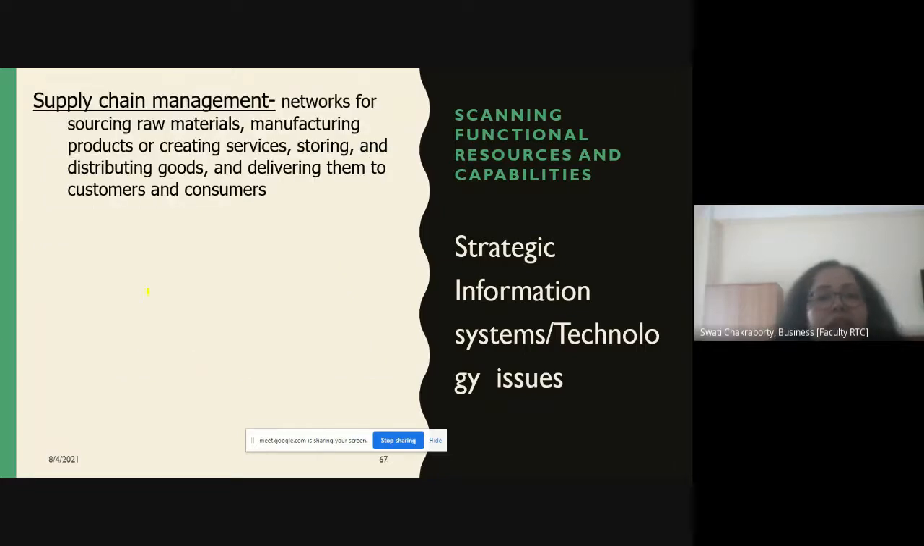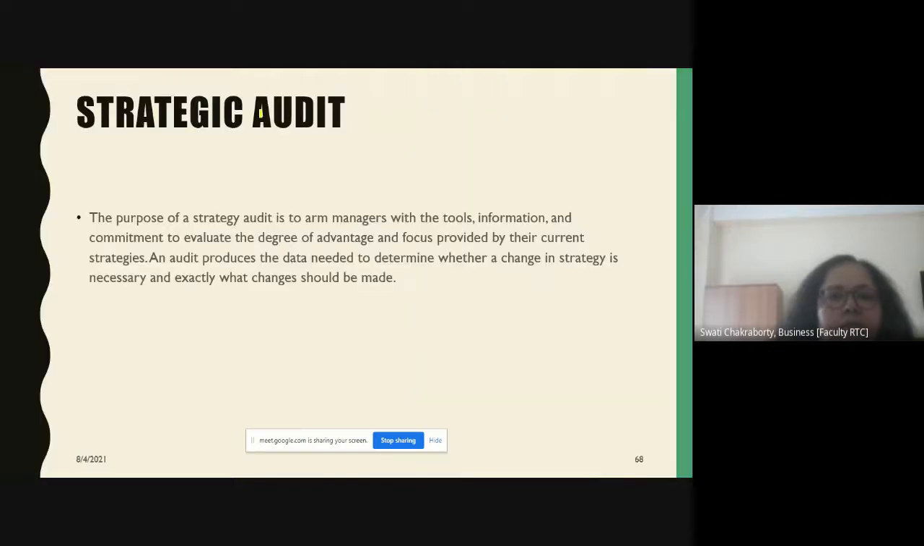So, supply chain management. When we talk of supply chain management, it's basically the network for sourcing raw materials, manufacturing products, or creating value, storing and distributing goods, and delivering them to customers and consumers. So, it's very much related to the value chain analysis. To have a proper value chain, the supply chain of the organization has to be very strong. It's a network which helps in providing these raw materials, having the right kind of system for processing them and delivering them to the consumers. Only then can the product have the right kind of value. Okay.